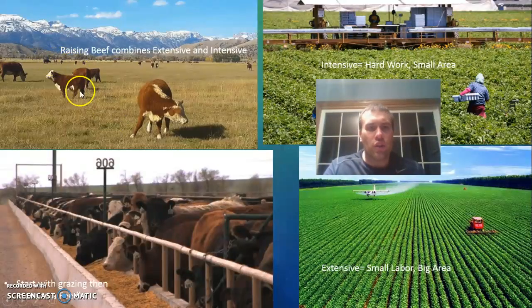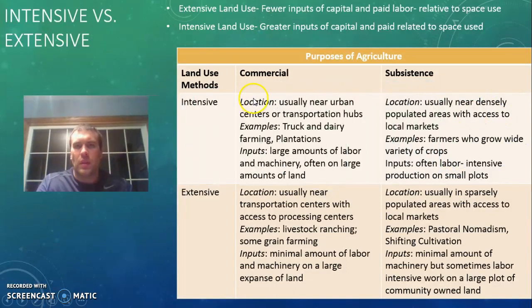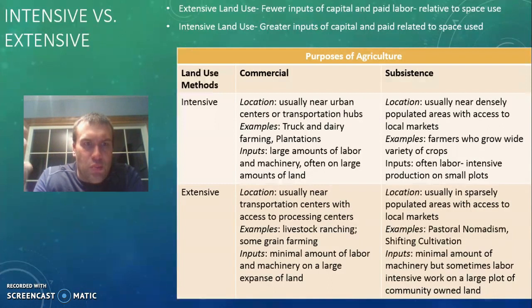All right, so when you're looking at intensive and extensive, I like our chart mainly because it lays it out. Here's more of what's intensive: truck and dairy farming. You're going to have small pieces of land. Think of just your normal garden by your house. That's an intensive piece because it requires a lot of labor for just that little small piece of land.